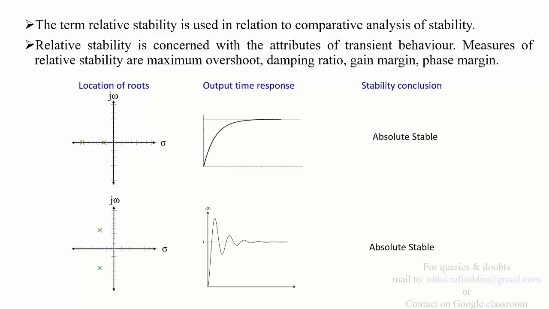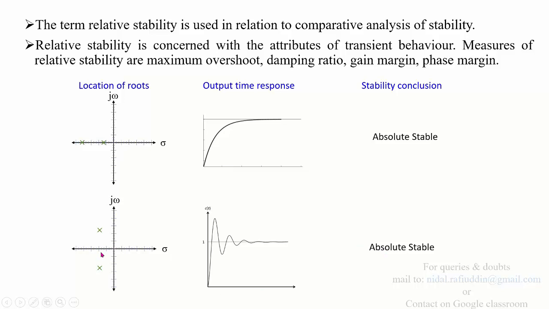If the poles of the transfer function, or the roots of the characteristic equation of the closed loop system, lie on the left half of the S plane, then you get the output response to a step input shown here, and such a system is absolutely stable. Likewise, if the poles are located in this manner, they are complex poles. In that case you will have an underdamped response as shown, but the oscillations die out and the response finally achieves a steady value, and thus the system is said to be absolutely stable.